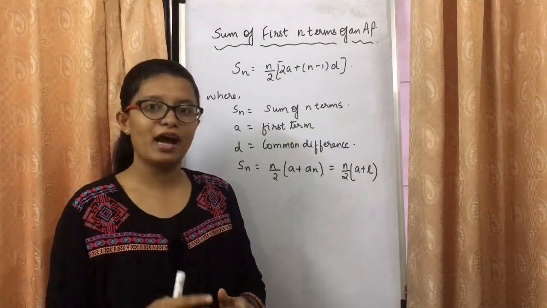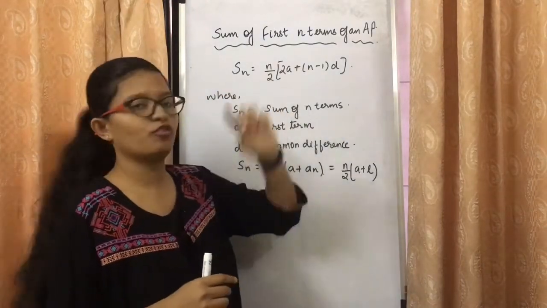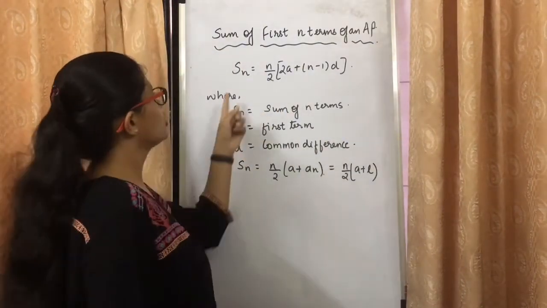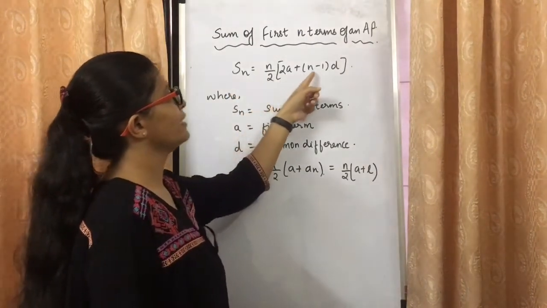So, what will be our answer? That will be given by this formula. So, let's see the formula first. So Sn is equals to n by 2 (2a plus (n minus 1) into d).